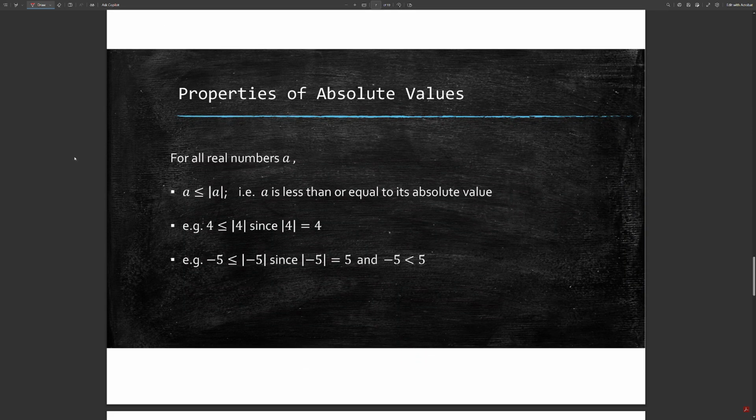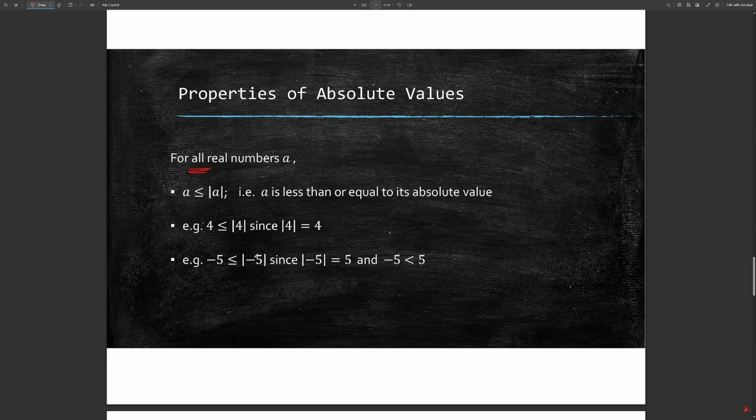Some more properties of the modulus, the absolute value. For all real numbers, notice that they said all, A, whatever my real number is, is less than or equal to the modulus of A. This is a good example here. 4 is less than or equal to 4, which is positive 4 here. And this is true because 4 is equal to 4.